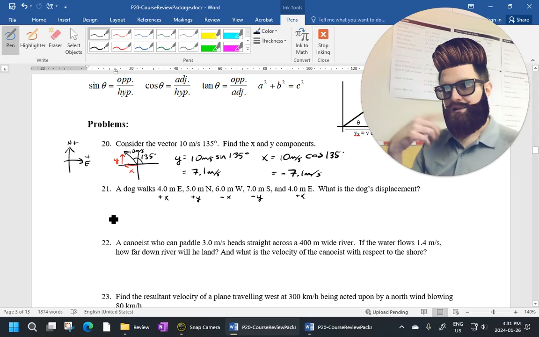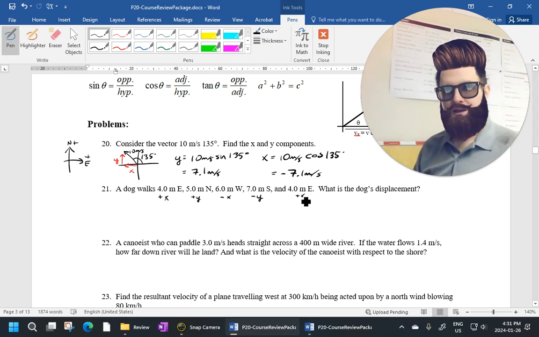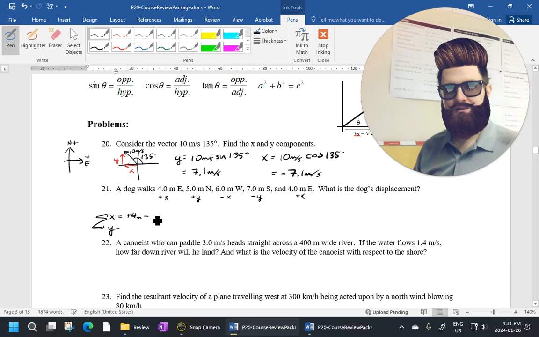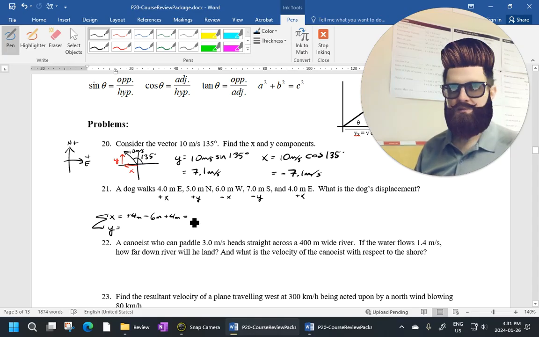So remember, when you're adding these together, you can only add them if they're collinear to each other. So I can only add all the x's together, and I've got to add all the y's together. So I got a positive 4 meters. I'm going to add a negative 6, and then I'm going to add another positive 4. So overall, it's a positive 2 meters.